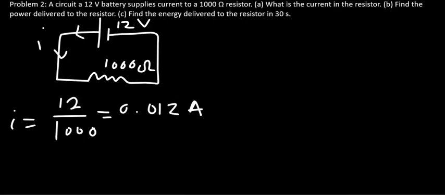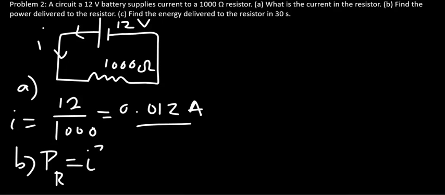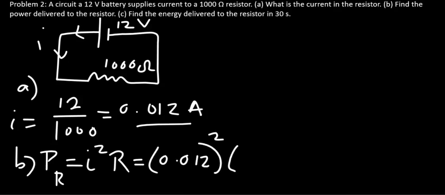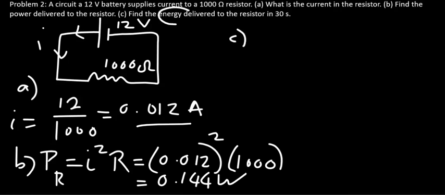0.012 amperes. Now, power delivered to the resistor is quite simply the current that we have computed in part A squared times the resistance of that resistor. So the current is 0.012 amperes, square that. The resistance is 1000 ohms, and that's going to give you 0.144 watts. Part C, the energy delivered.